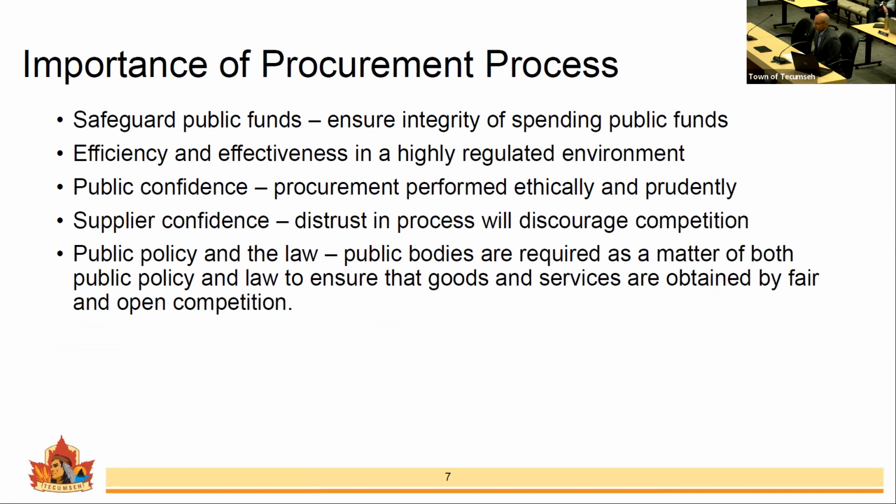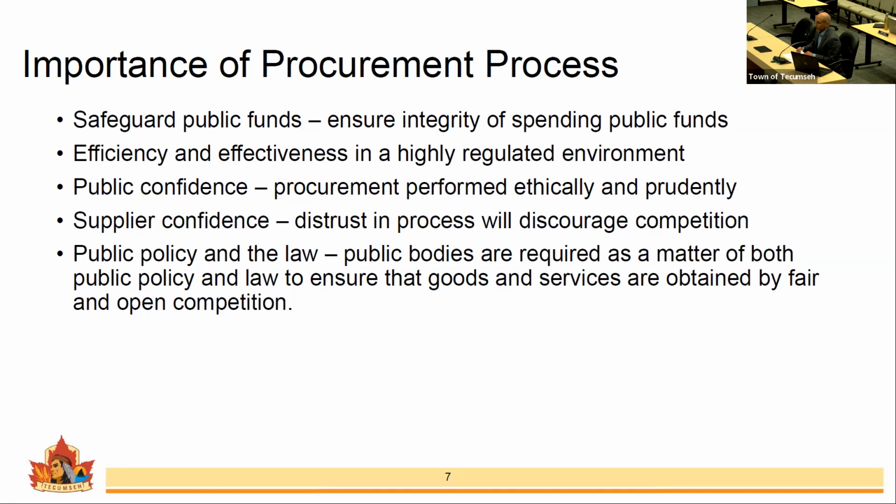Efficiency and effectiveness. So municipal programs and services rely on goods and services of high quality, fairly priced, and timely delivery. Public confidence will exist when procurement is carried out in an ethical and prudent manner. Supplier confidence will exist if there is open, fair, and transparent competition. Suppliers will not bother to compete if they distrust the process.